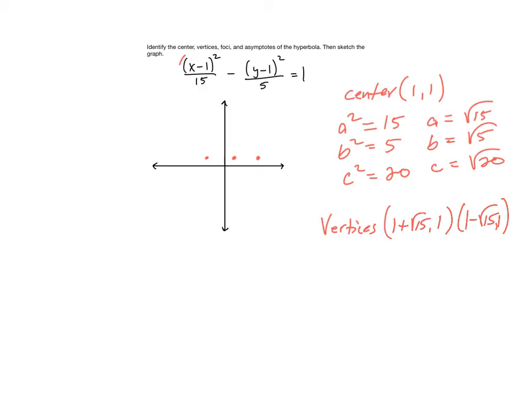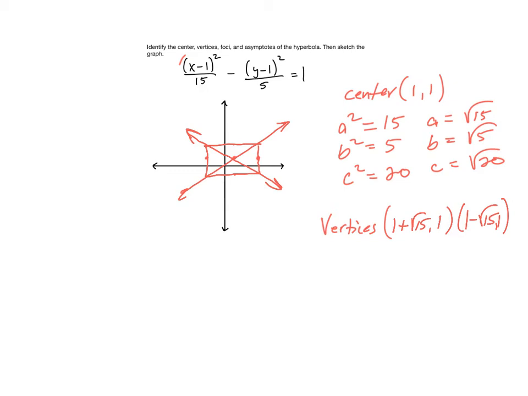Okay. B is the distance from the center up to the co-vertex, which we're going to use to draw the box. So square root of 5 is a little bigger than 2. So we're going here and we're going here. And I'm just estimating these. You're going to use graph paper and make it a little bit cuter, but that's okay for now. So we draw our asymptotes. We have to get the equations of the asymptotes. And again, we're not going to worry about the radicals. We're just going to leave them as is.